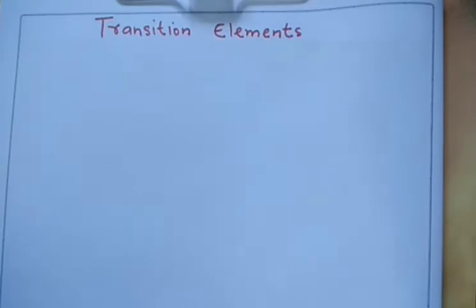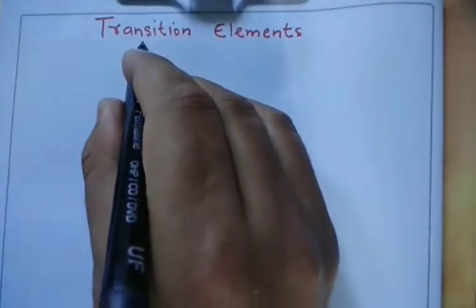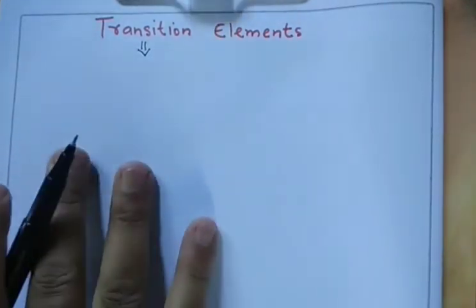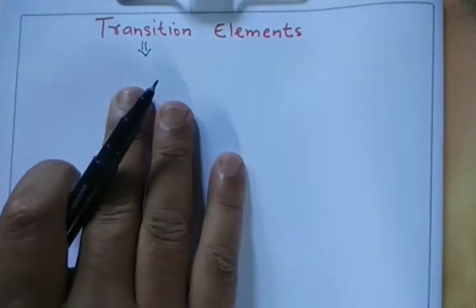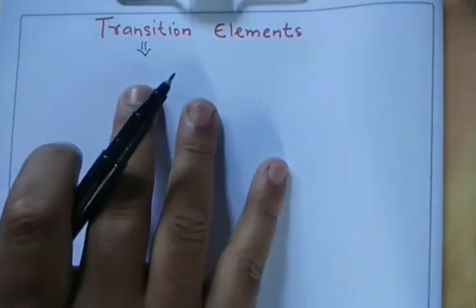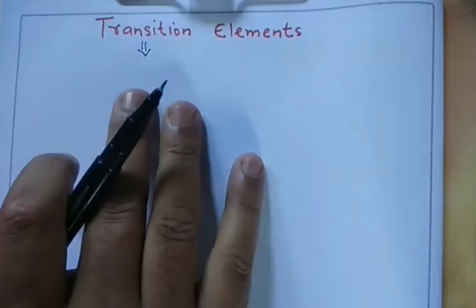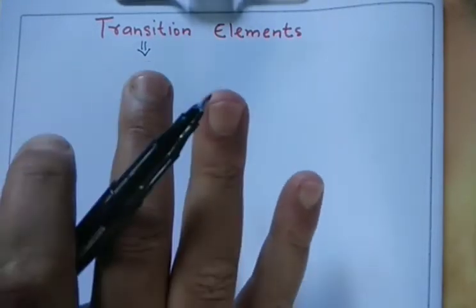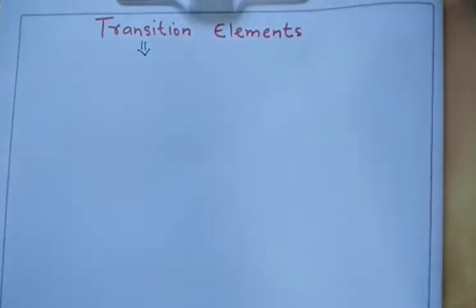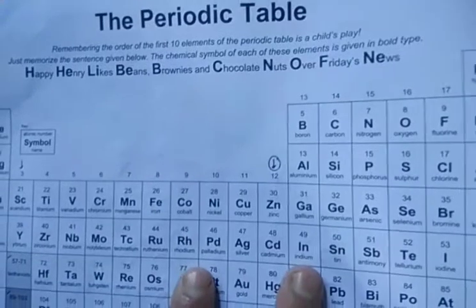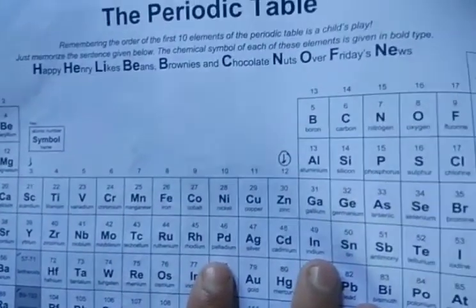So, transition elements. Now, the transition elements, as the word suggests, transition. What do you mean by transition and why are they called the transition elements? इसके लिए हम क्या कर लेते हैं? It is better that we have the periodic table in our mind. So, in order to understand the definition, let us look at the periodic table. So, I am bringing the periodic table here. तो आप स्क्रीन में देख सकते हैं, this is your periodic table.